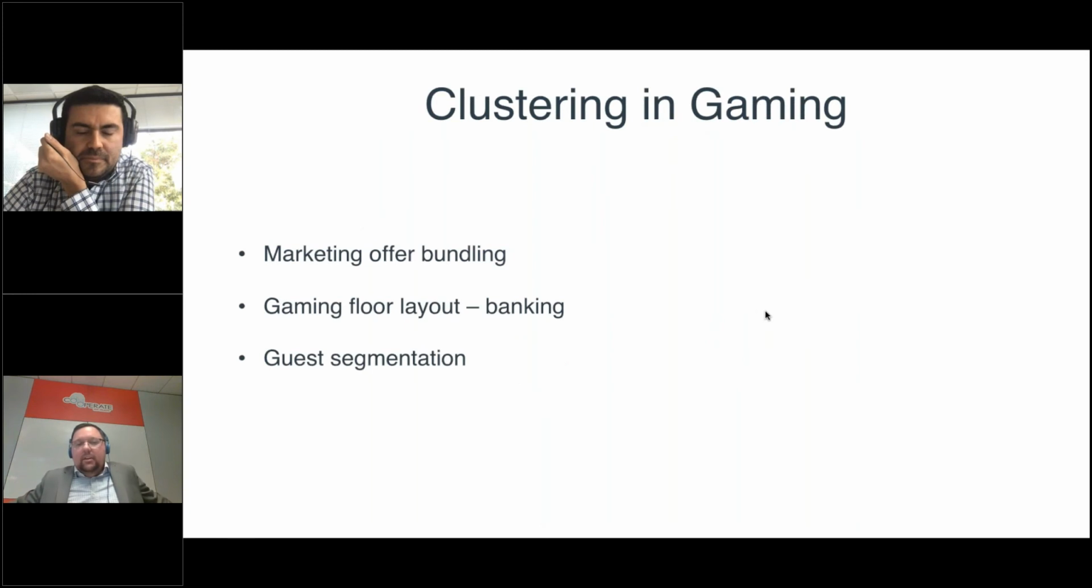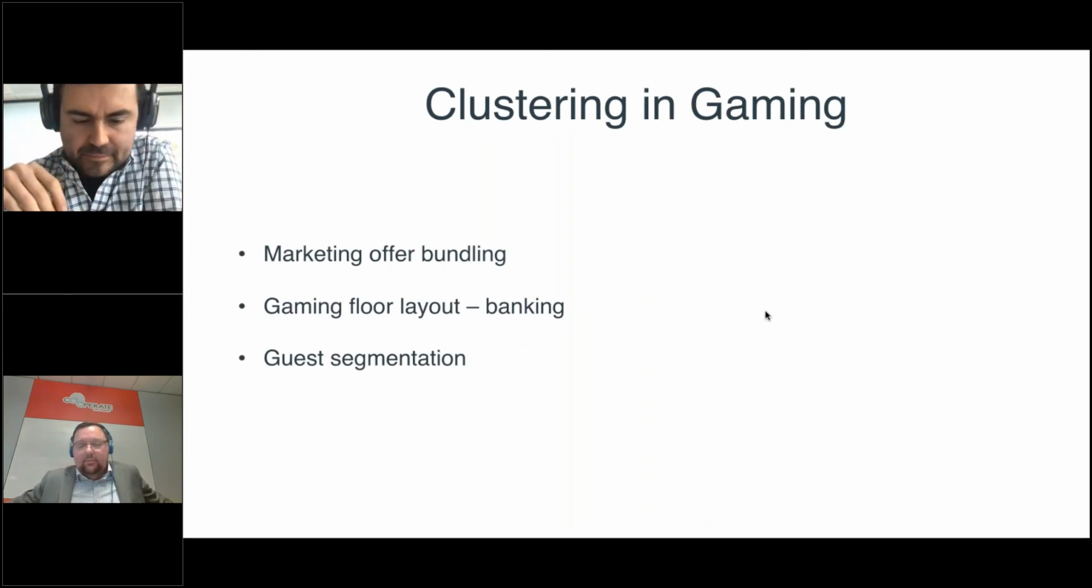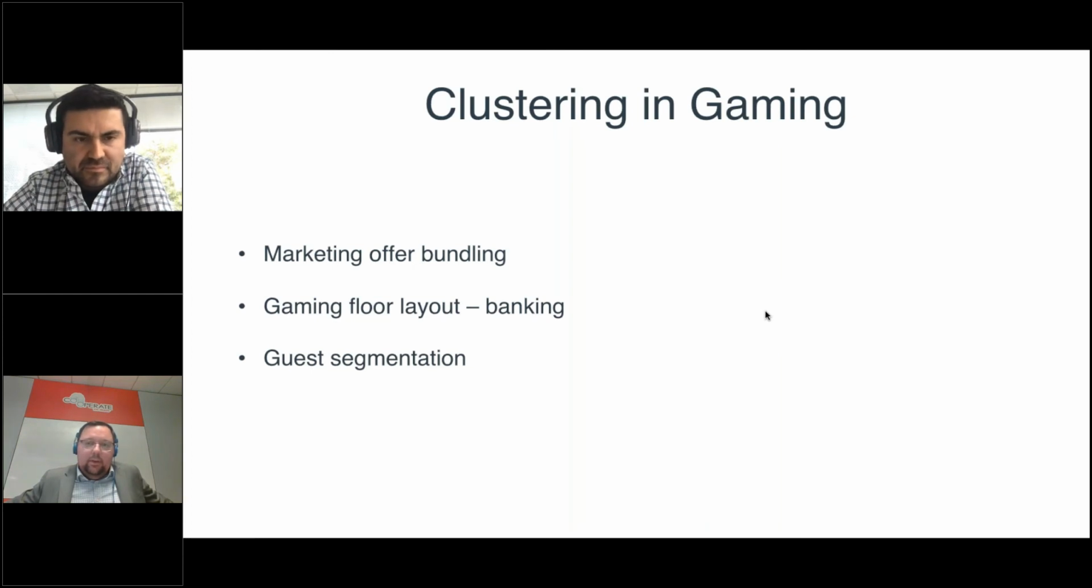And so, from a gaming side, there are 3 things that we might want to cluster, at least when I sat down to think about this. The first one is people, the second one is slot machines, and the third one is marketing offers. Clustering people is guest segmentation, and we all do that when we send our monthly offers out. Maybe you have a player worth component for the marketing offer, maybe a frequency component.